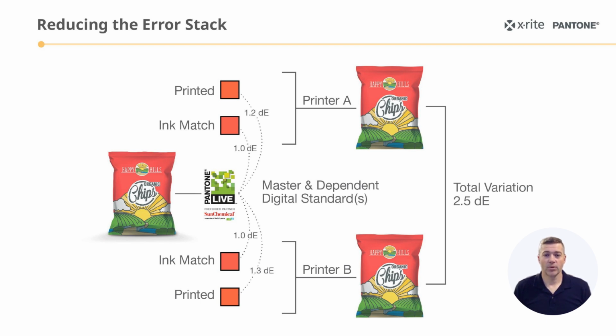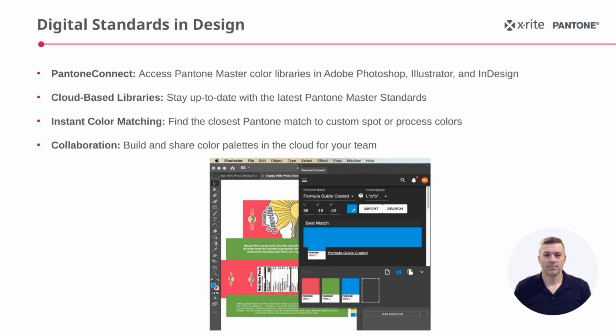So, how do we put these standards into action within the supply chain? With Adobe applications, you can access Pantone Master Colors through the Pantone Connect plugin, which is available for download on the Adobe Exchange website. One of the best features of this tool is the ability to sample any color directly from your design file and instantly find the closest Pantone Master Color match. You can also build and share your color palettes in the cloud, making collaboration easier for your design team no matter where they're located.